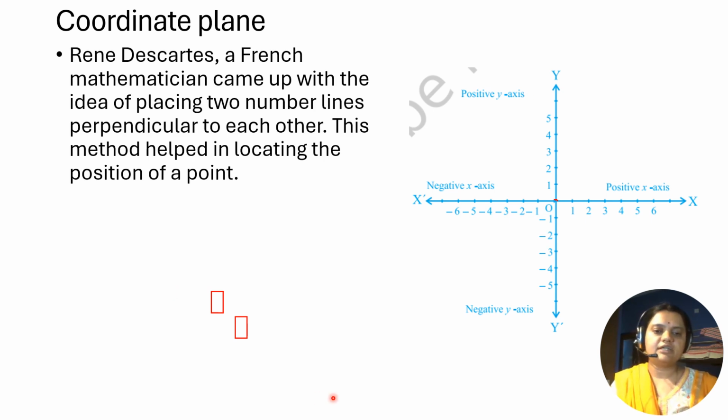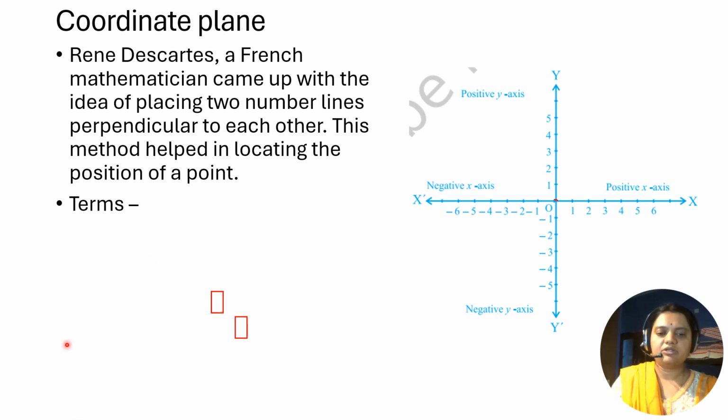I would like a child to read this for me. René Descartes, a French mathematician, came up with the idea of placing two number lines perpendicular to each other. This method helped in locating the position of a point. René Descartes is a French mathematician who belongs to the 17th century. When he tried to understand how to locate a point in a given plane, he came up with this idea of placing two number lines perpendicular to one another. The center point he called the origin. Then he tried to understand the position of each object placed in different places with respect to a coordinate plane.